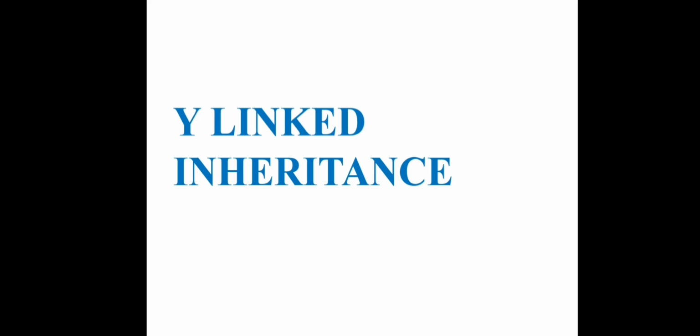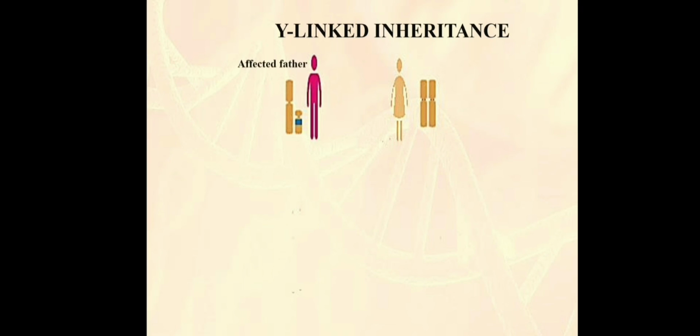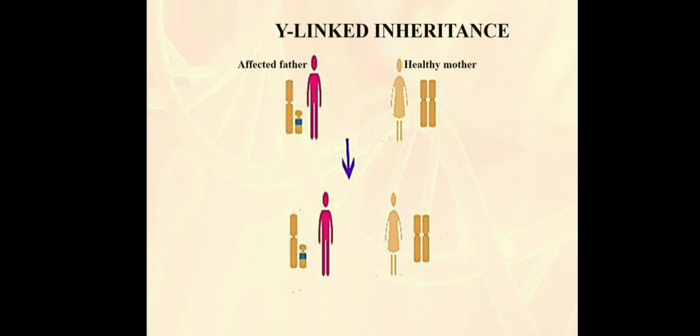Y-linked inheritance. A condition is considered Y-linked if the mutated gene that causes the disorder is located on the Y chromosome, one of the two sex chromosomes in each male cell. Because only males have a Y chromosome, in Y-linked inheritance, a mutation can only be passed from father to son. The most common inheritance is Y chromosome infertility.